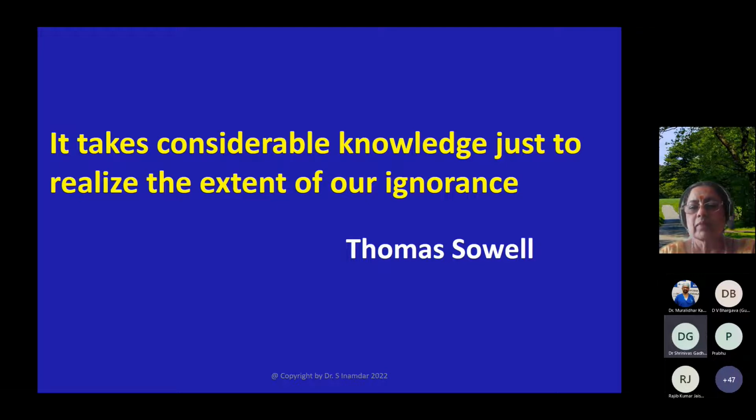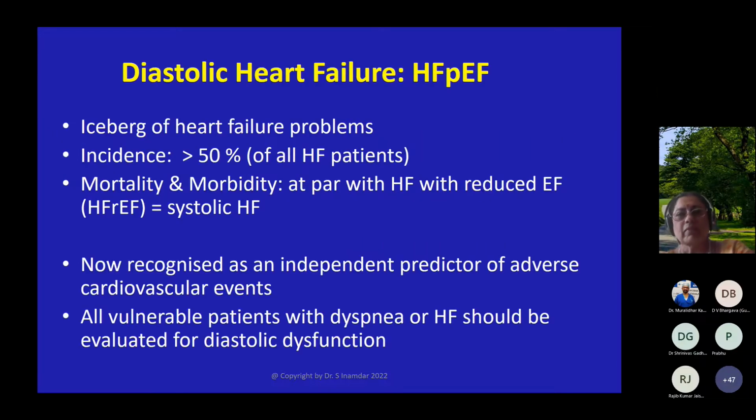It's said by Thomas Sowell, and even today it is a blind man and elephant situation, and we are struggling to reach a proper solution before surgery: diagnosis and management, and doing proper management during surgery and post-op. So diastolic failure certainly is a big problem of this century.